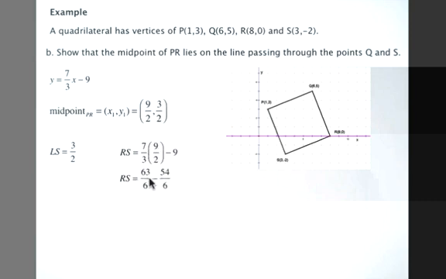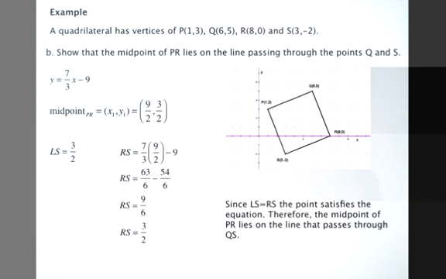7 times 9 is 63. 3 times 2 is 6. Writing 9 with a common denominator, we get 54 over 6. 63 subtract 54 is 9, so our right side is 9 over 6, which reduces to 3 over 2. So therefore, since our left side and right side are equal, this midpoint satisfies the equation of the line through QS. So therefore, we could say that the midpoint of PR lies on the line that passes through QS.